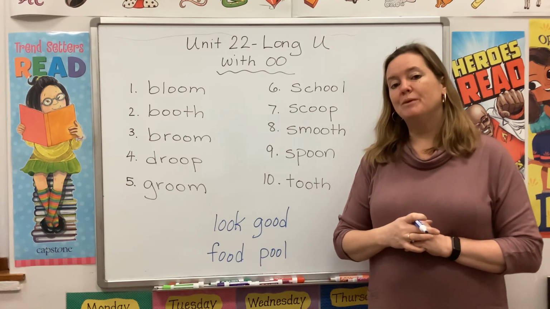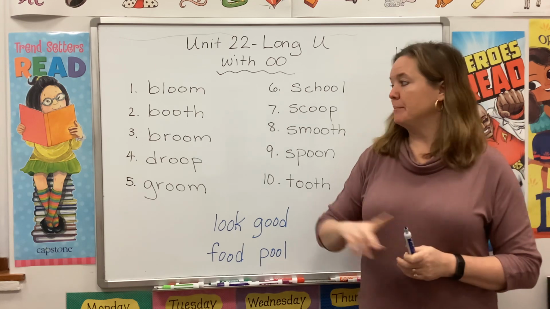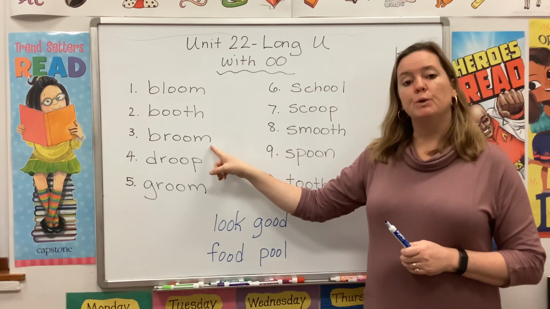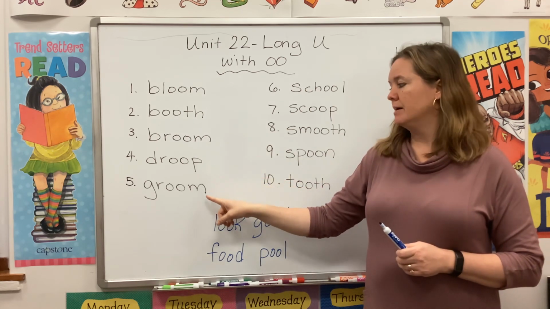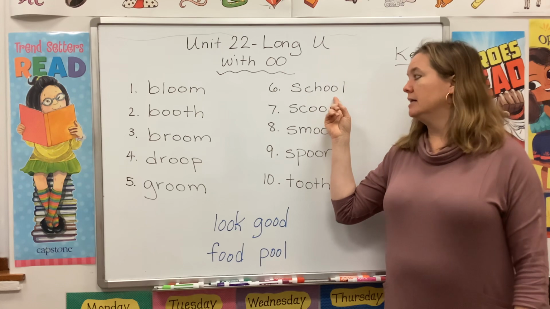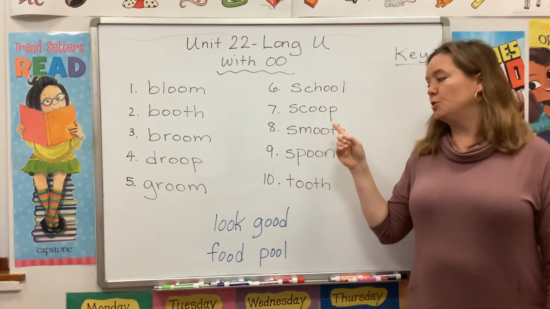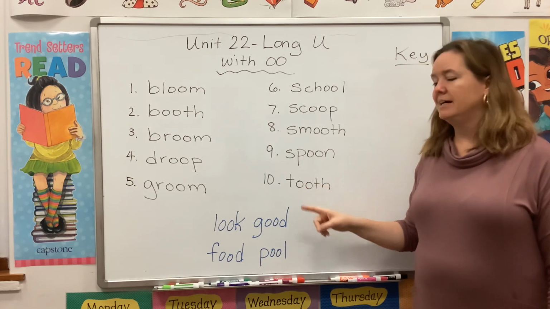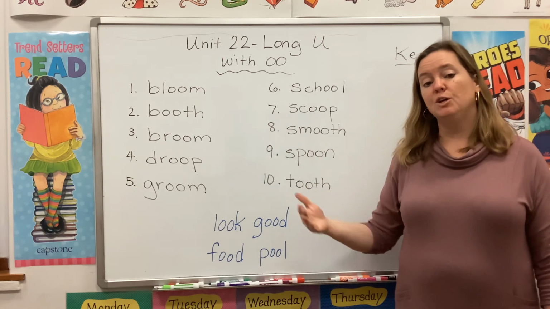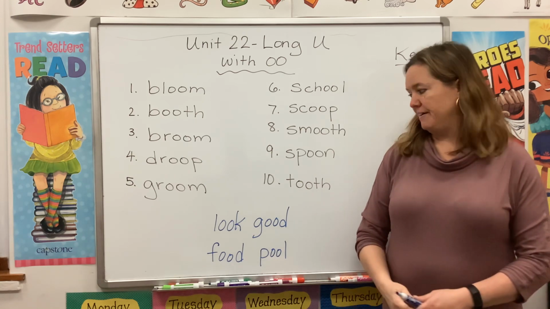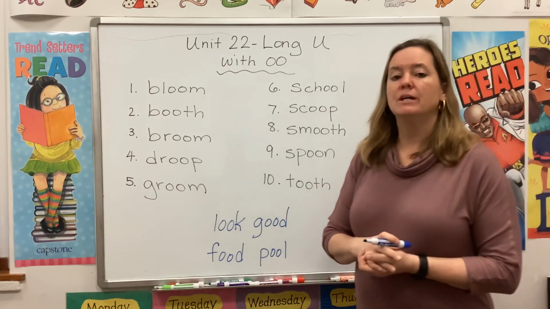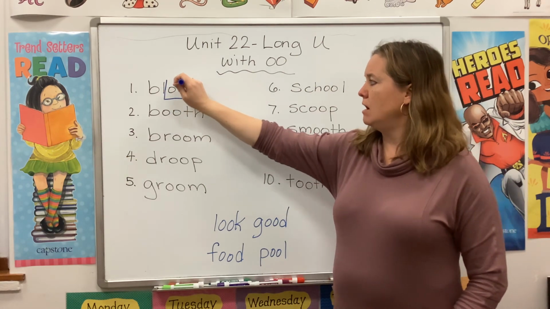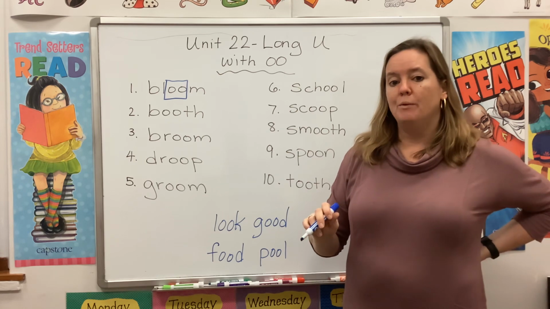All right, let's read our list. Please repeat after me. Bloom, booth, broom, droop, groom, school, scoop, smooth, spoon, tooth. Did you hear that long U, oo sound? Perfect. Okay, so what I want you to do now is choose a color and either highlight or draw a box around the OO in each word.